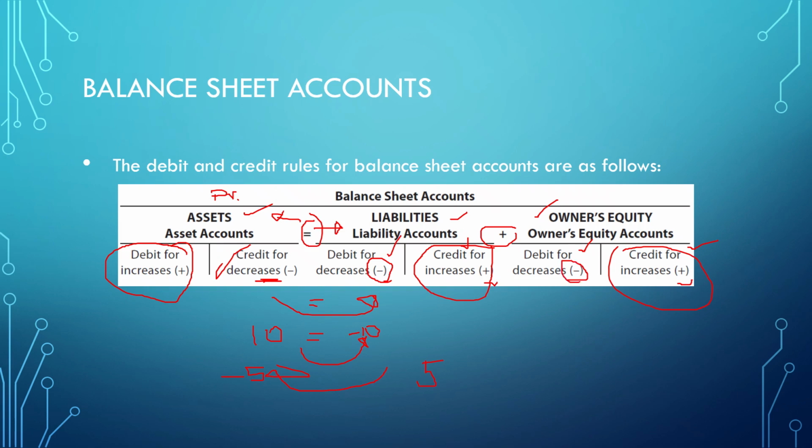So if you forget which side is the normal, decrease, or increase side, just go back to the accounting equation and look at the equal sign. See if it's the left or the right side. The left side is the debit side, the right side is the credit side. That's with respect to the equal sign.